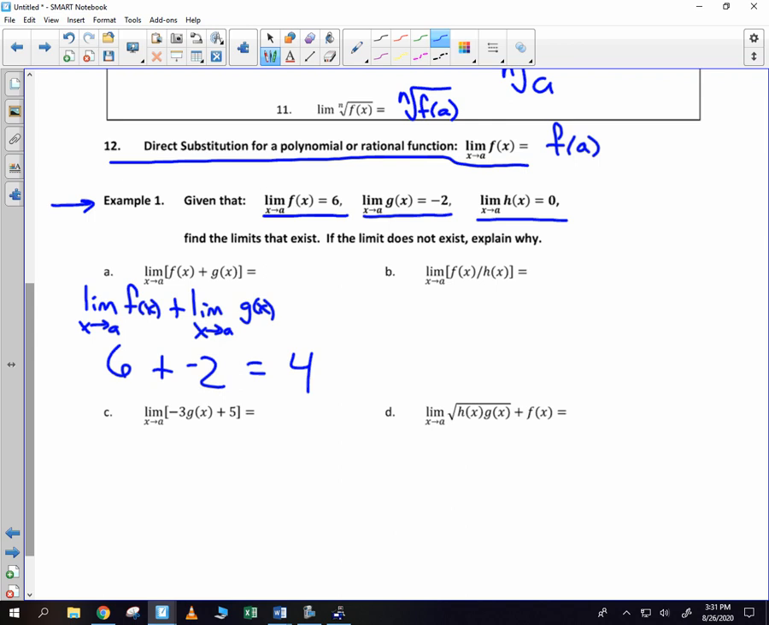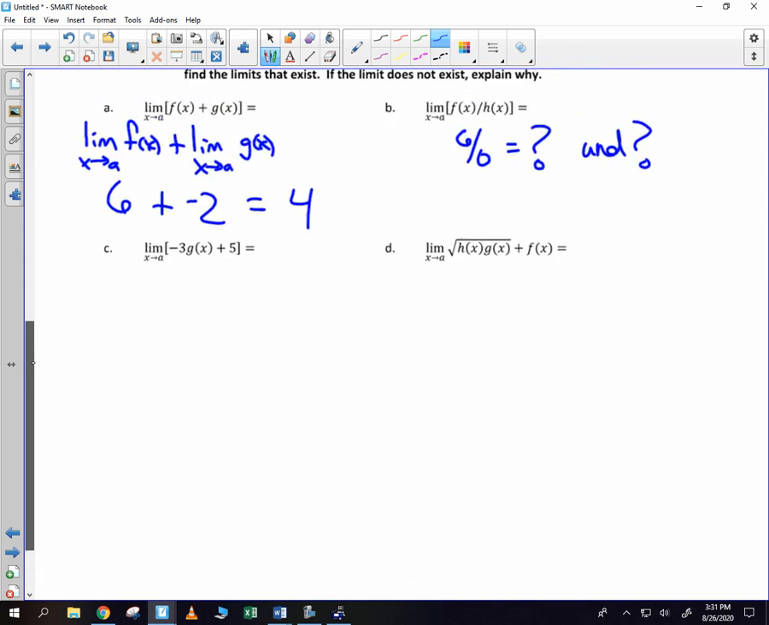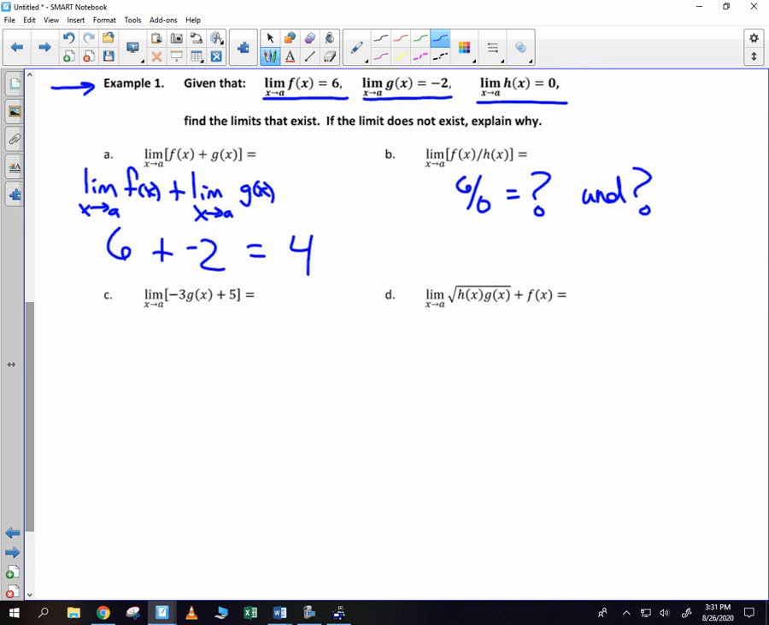All right, in letter B, this will be 6 divided by 0. And 6 divided by 0 is undefined. We really don't know what that results in. Different than 0 over 0, we can sometimes uncover that, but divided by 0 is an undefined value. Can't divide by 0, so please keep that in mind. For this one, it will be -3 times whatever the limit as x approaches a of g of x is, which is -2. And then we'll add 5 to that. So we get 6 plus 5 is 11.